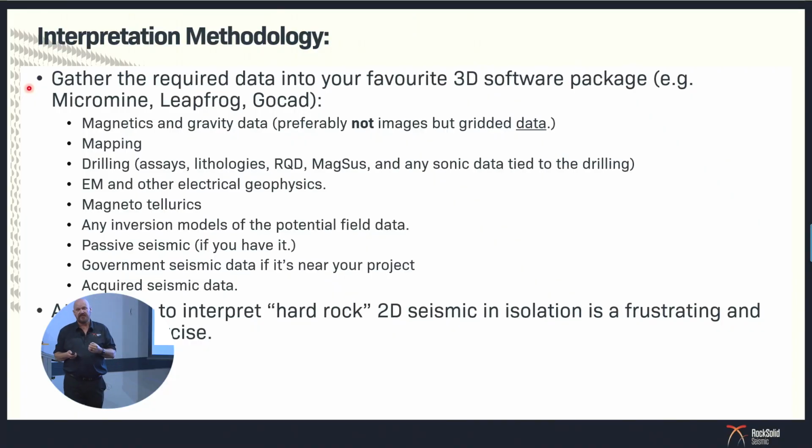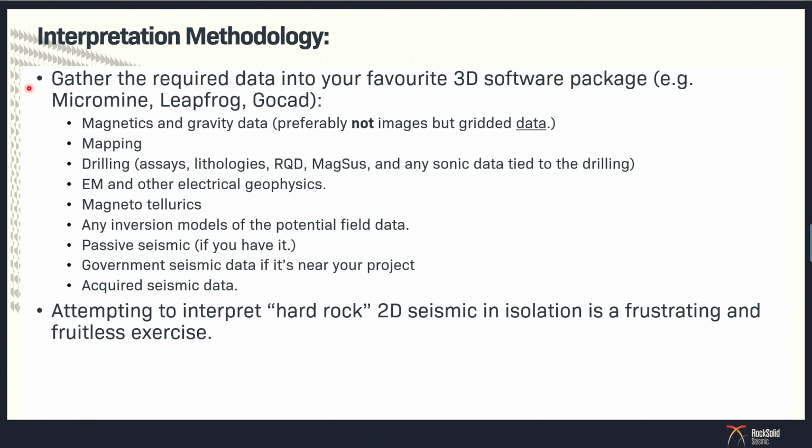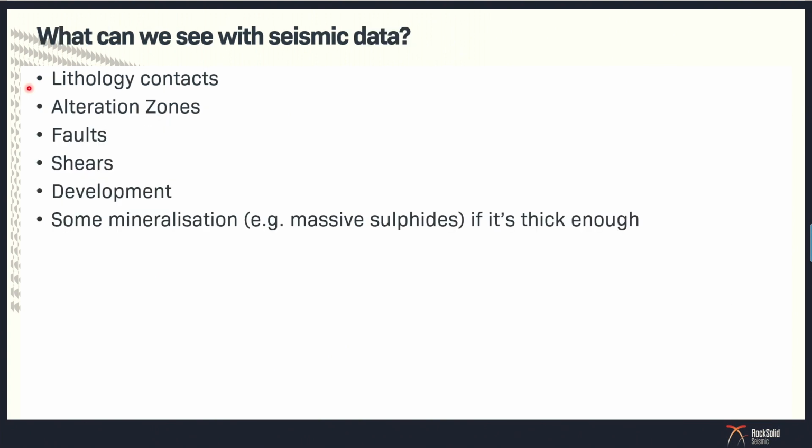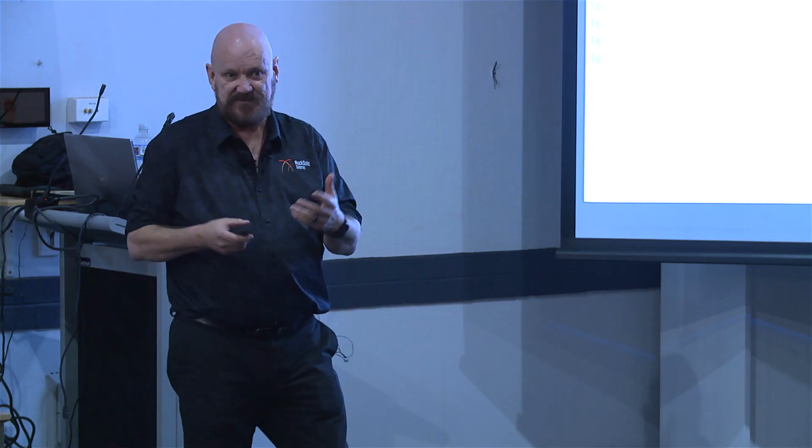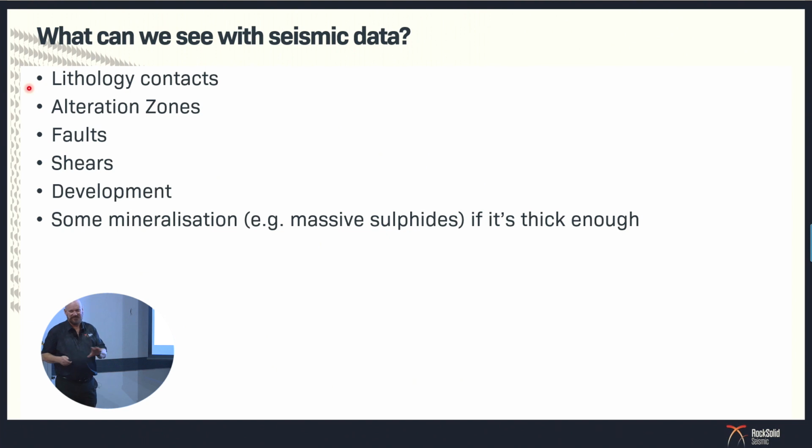If you just try and interpret 2D seismic data in isolation without having any of the other data, it's an exercise in futility. There's stuff coming from everywhere, you need to know where it's coming from. So what can we see with the seismic data? We can see lithology contacts, of course, which is what you're all used to seeing from the oil industry. That seismic data you saw at university, that looks fantastic. We don't get to see that, so don't get your hopes up.